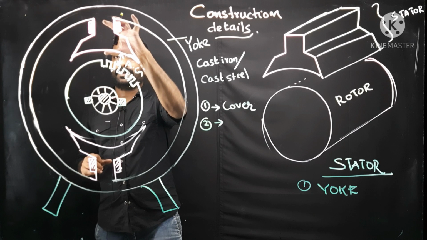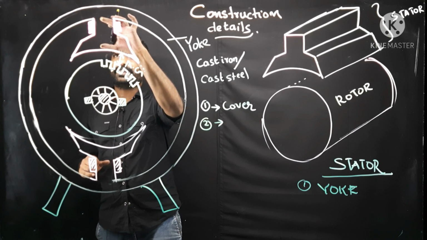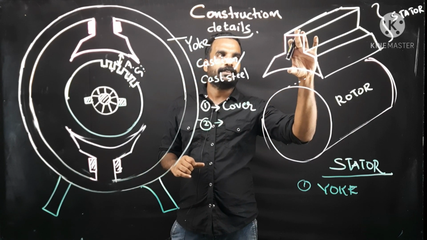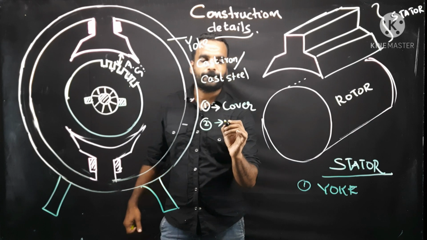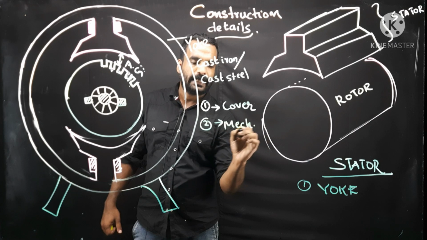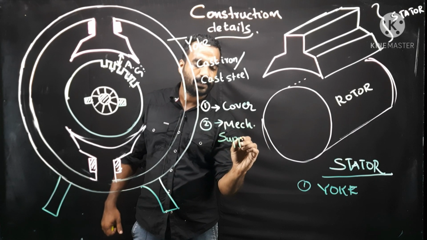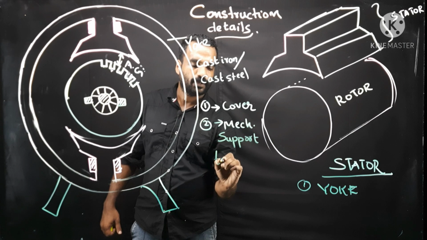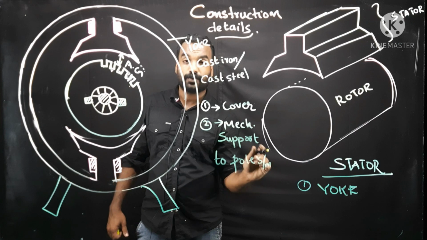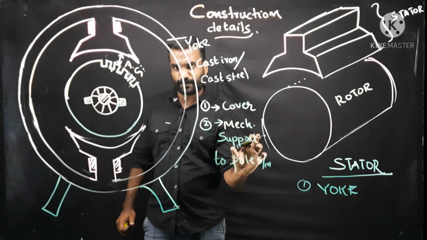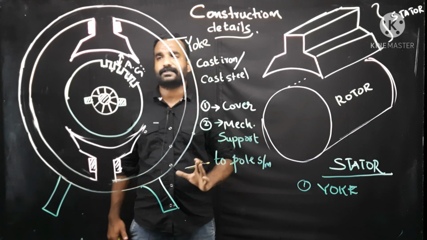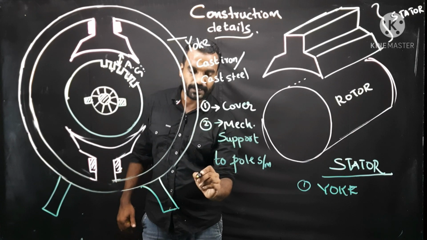This is the magnetic part, and it is fitted on the yoke. Actually, this is the magnetic pole. This pole is fitted on the outer covering. So it gives mechanical support to the magnetic pole system. You have to write in the enlarged form; I am just writing the points only. It gives mechanical support to the magnetic pole system. Is it okay? Now this is the third point.